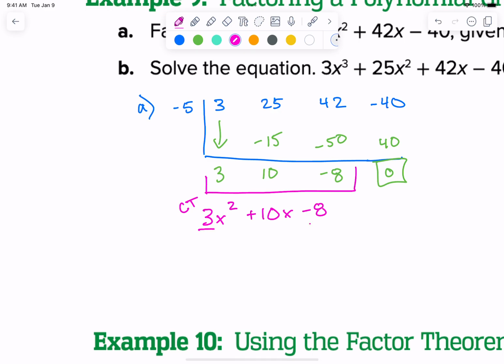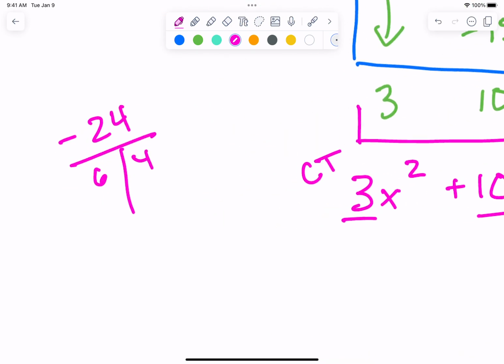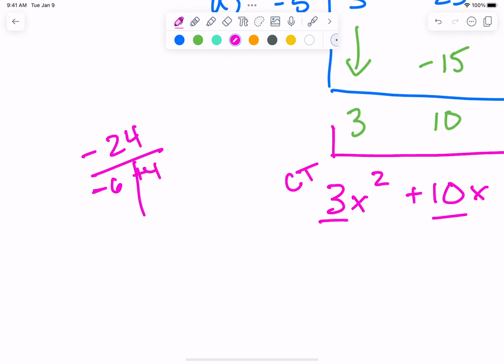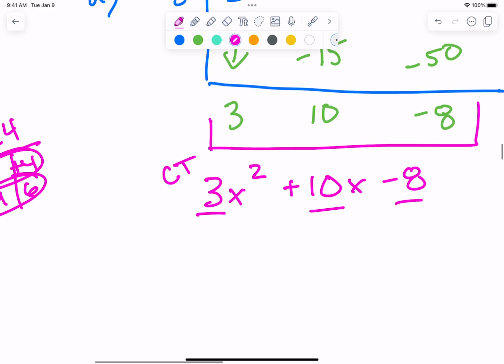Can I do 3 times negative 8? Negative 24. What can you multiply to get negative 24, but when you add them, give you 10? It is not 6 and 4. Well, 6 and 4 is my first option, but if that's the case, then one of them has to be negative and one of them has to be positive, right? So it's either negative 6 and 4 or negative 4 and 6. And neither of those combinations will give me a positive 10.